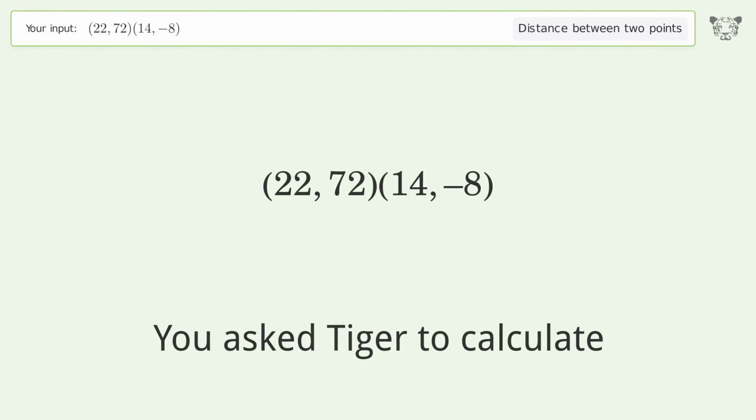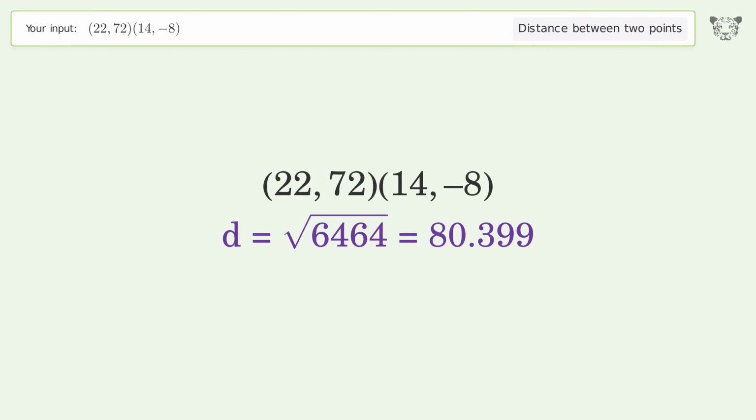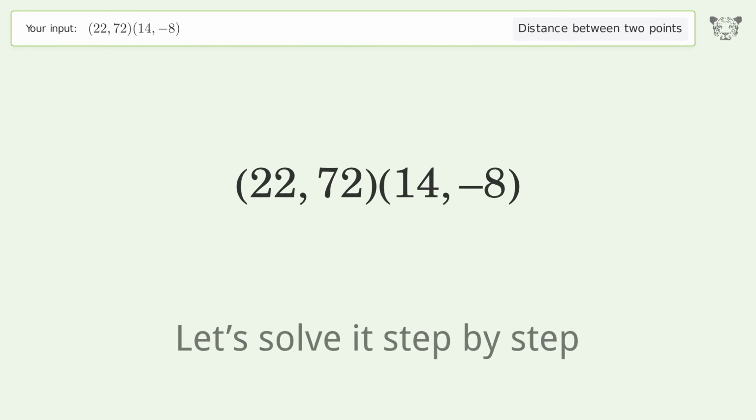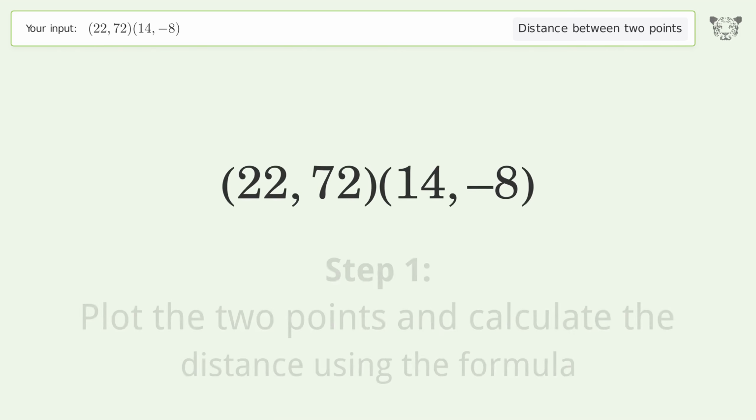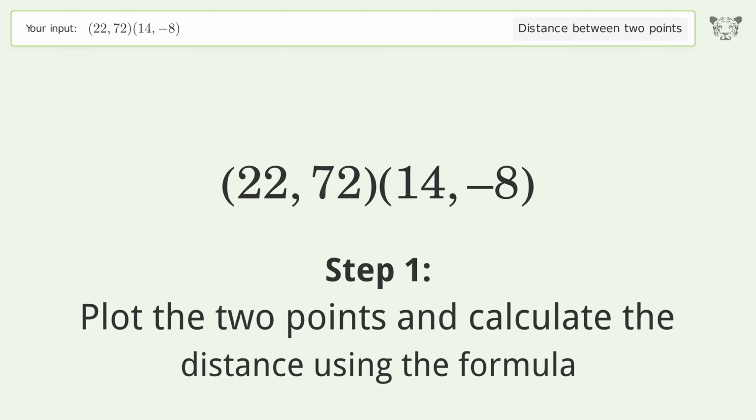You ask Tiger to calculate. This deals with the distance between 2 points. The distance between the 2 points is the square root of 6,464, or 80.399. Let's solve it step by step. Plot the 2 points and calculate the distance using the formula.